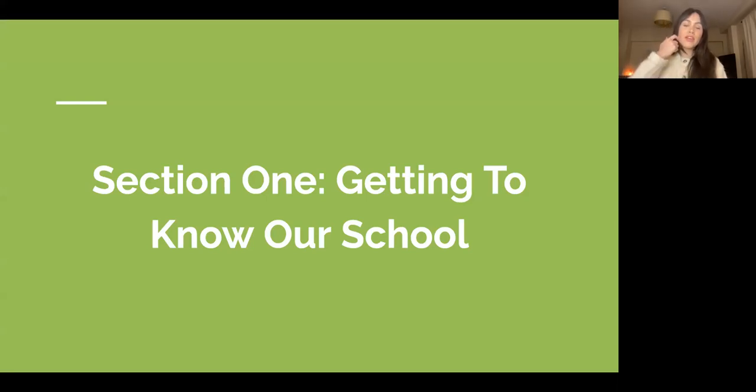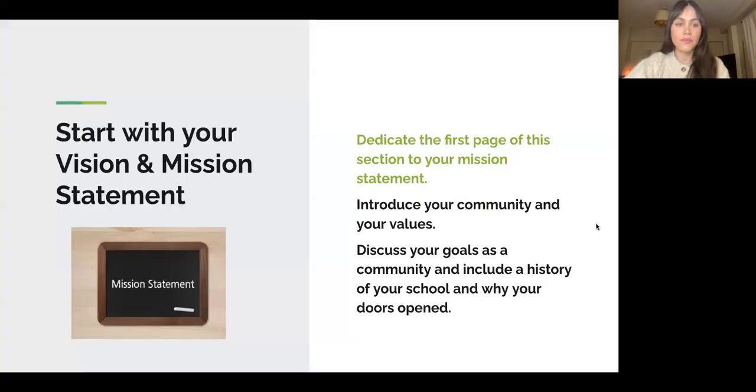All right, so section 1, getting to know our school. Let's talk about what this would consist of. I think it's very important to set the tone in your parent handbook by starting out with your vision and mission statement. So this is after your title page. Maybe you have a welcome letter, you have your table of contents, and then you'd have this right after that. So you start with your vision and mission statement as the big part of your parent handbook.